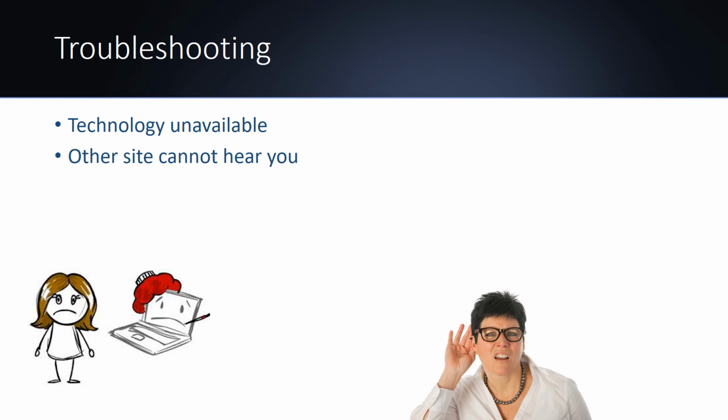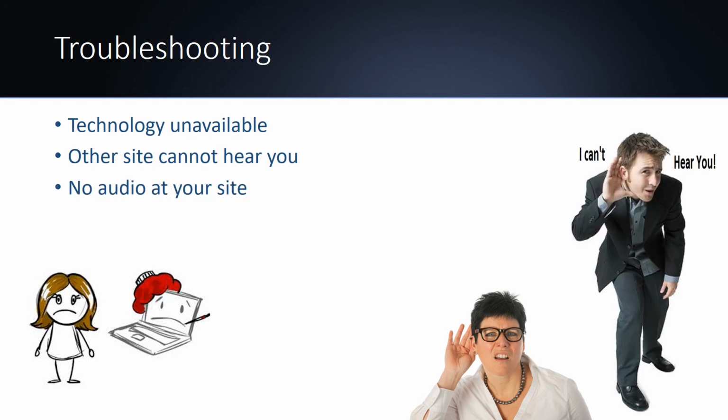Other site cannot hear you. Your system's microphone is muted. To unmute the system, press the mute button on the remote control. No audio at your site. The far site is muted. Ask the far site to unmute the microphone, or the volume may be turned all the way down. Turn the volume up using the remote control.